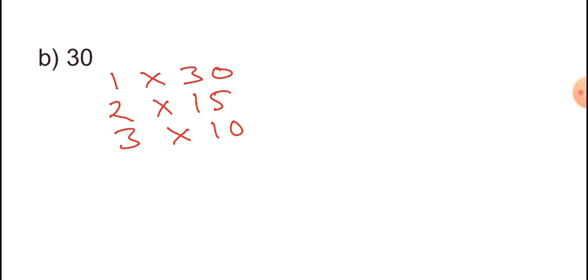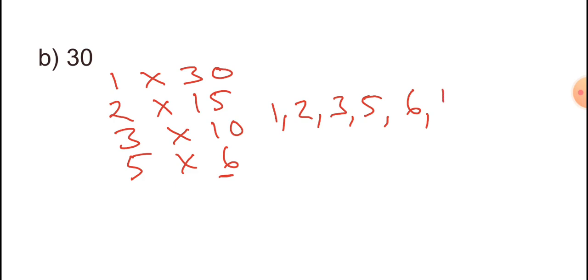Does 4 go into 30 exactly? No, it doesn't. Does 5 go exactly into 30? Yes, it does. 5 times 6 is 30. So after 5, I don't want to test number 6, because we already have 6 here. So if I was to list the factors of 30, they would be 1, 2, 3, 5, 6, 10, 15, and 30.